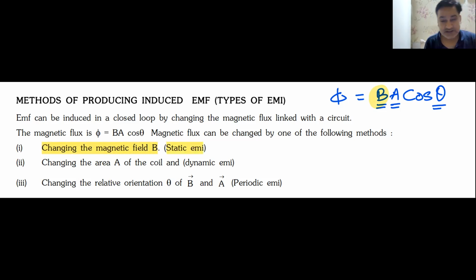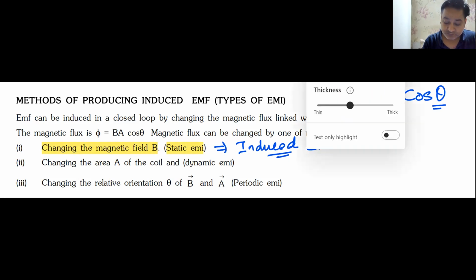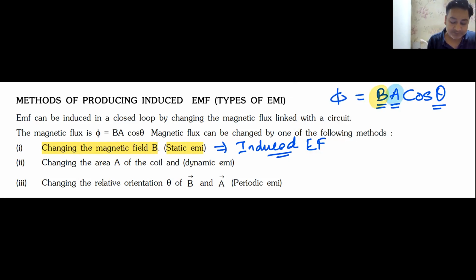That type of EMF is known as static EMF or static EMI. It is due to a concept of induced electric field. We will deal with this concept at the very last. This is explained by the concept of induced electric field. Or you can change the area of the coil. That means you are going to move that coil, move something. This type of EMF or EMI is known as dynamic EMF or dynamic EMI. We explain this EMF by the concept of motional EMF. Do we know this concept of motional EMF?